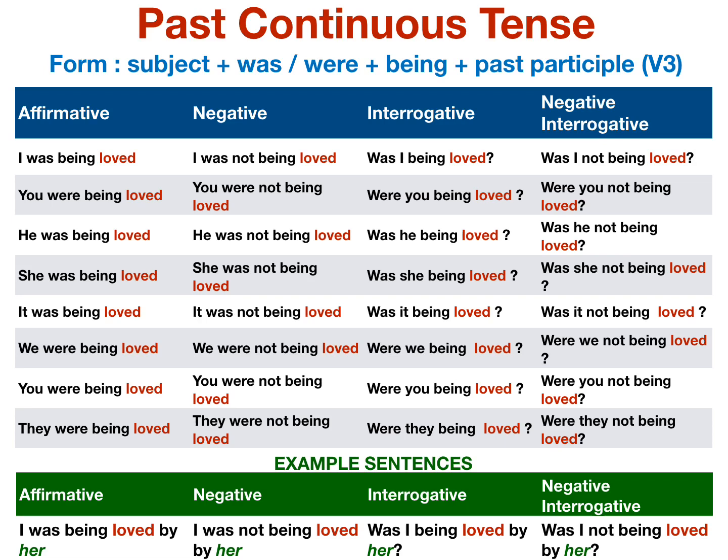Example sentences. I was being loved by her. I was not being loved by her. Was I being loved by her? Was I not being loved by her? There is no future continuous tense in passive voice.